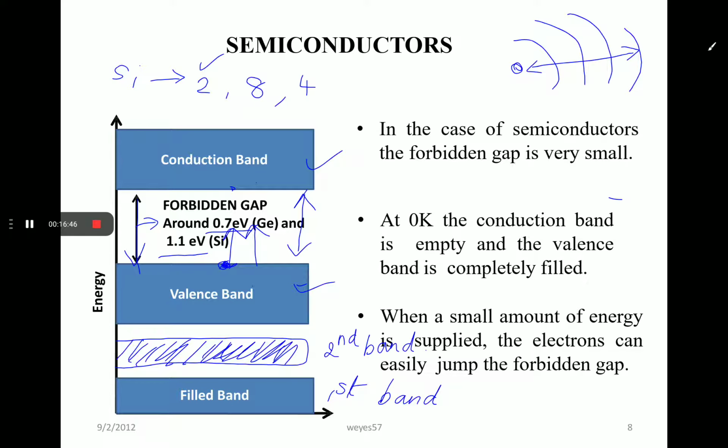So the force of attraction of the conduction band electron to the nucleus is negligible. It is free from the force of attraction of the nucleus, so it does not belong to any particular atom, but it moves randomly throughout the solid. It can move throughout the solid structure. Therefore, electrons in the conduction band are called free electrons.